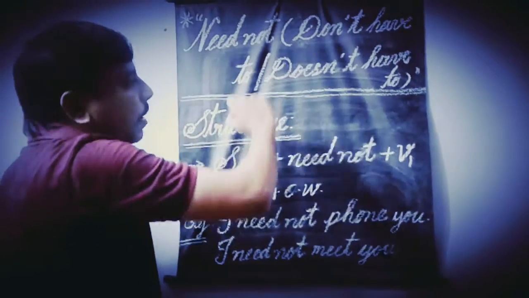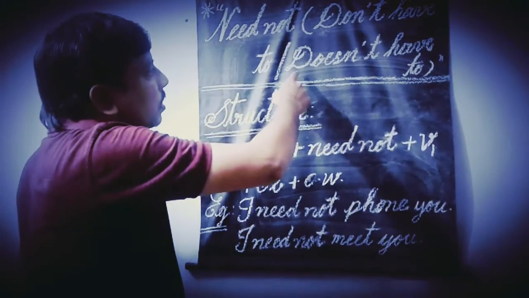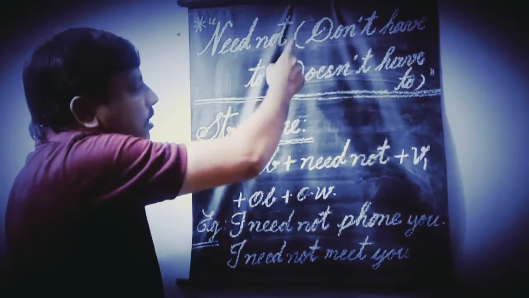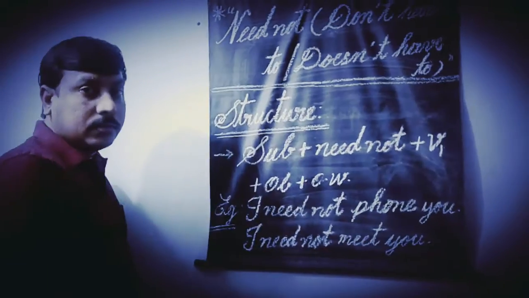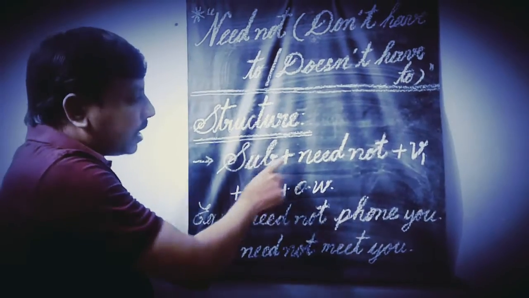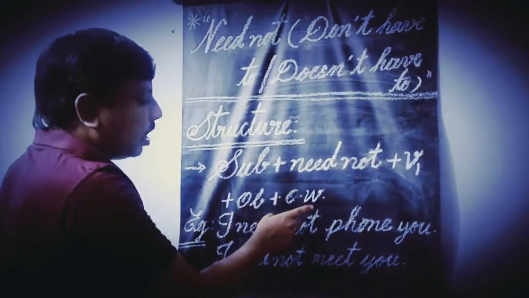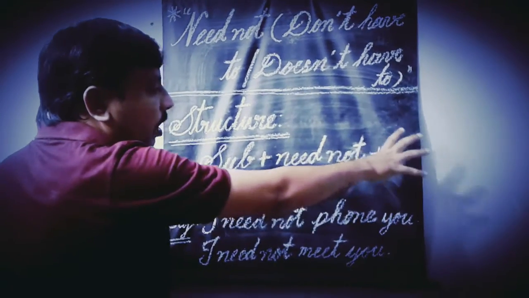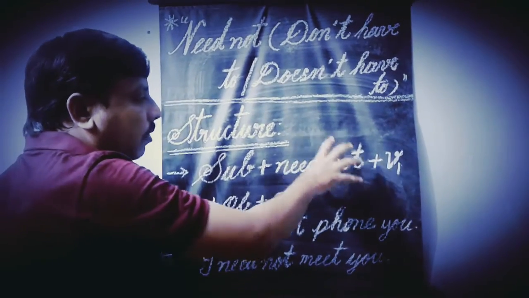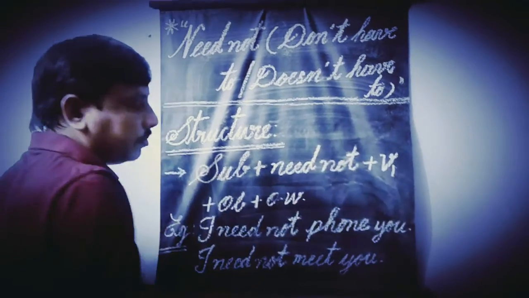These three are helping verbs, and these three helping verbs give negative sense in a sentence. Now let us see the structure. Subject plus need not plus verb 1 plus object plus other words such as phrase. Here V1 means the first form of the verb. The first form of the verb should be used after the helping verb need not.